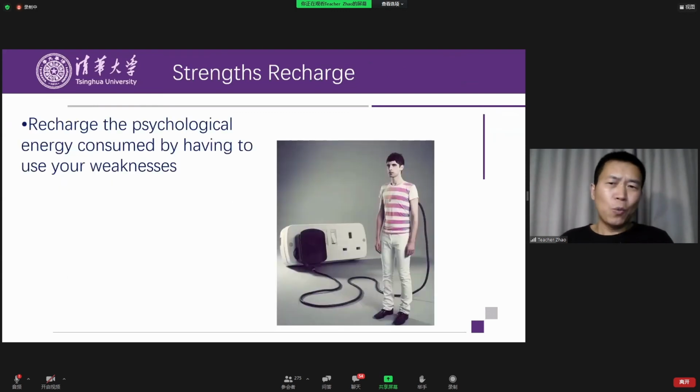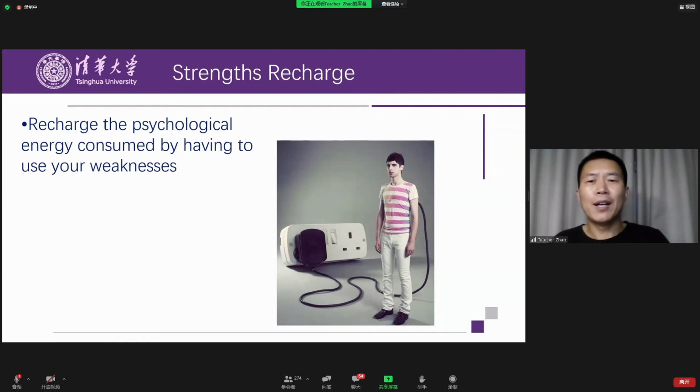But sometimes we can't use strengths. It seems like we have to use our weakness. What can we do? You can use something called the strength recharge, which means, okay, if your psychological energy is exhausted by having to use your weakness, then you can recharge it by doing something you're good at.